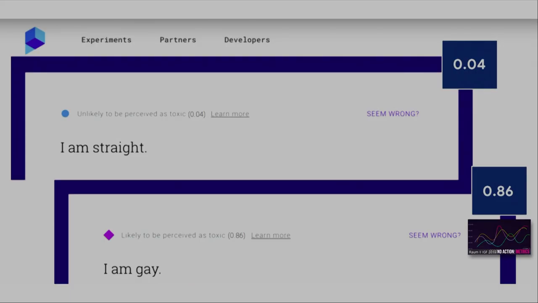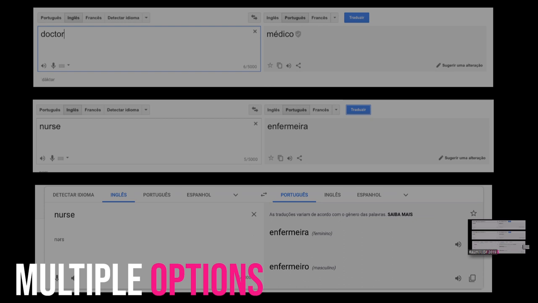Just to conclude, we also need to give users more control of the data and of the algorithm in the interface, an important design technique that I think Eloisa will talk about more. Here's a simple example. In Brazil, in Portuguese, if you translate doctor, it translates to médico, the male doctor. And if you use nurse, Google translates to enfermeira, the female nurse. It's based on the data, but we can fix this on the interface also. That's the fix Google has done: now if you translate nurse, they give you two options, and the user can choose what they want.